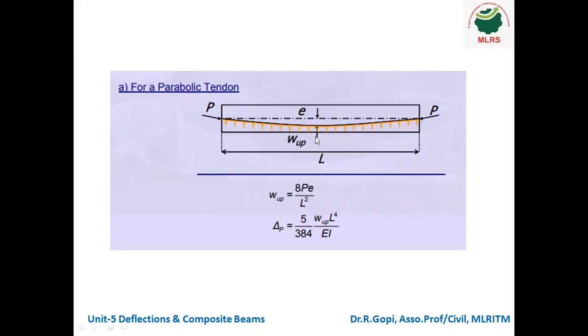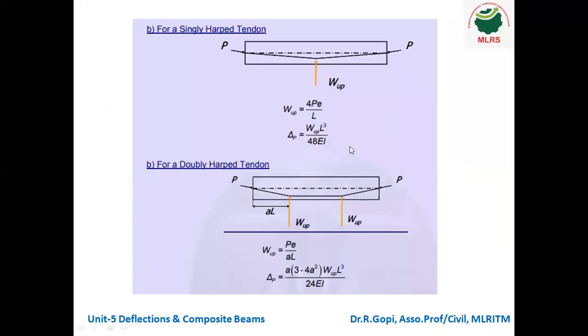So how to calculate this upward UDL load? This we also already saw in the load balancing concept. It is W upward equal to 8 PE divided by L square. P is the prestressing force, E is the eccentricity, and L is the length of the beam. First we have to calculate W upward, the upward load, and after that we can easily find the deflection using the formula.